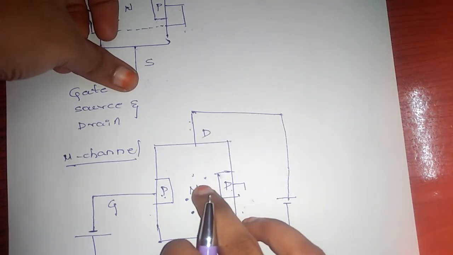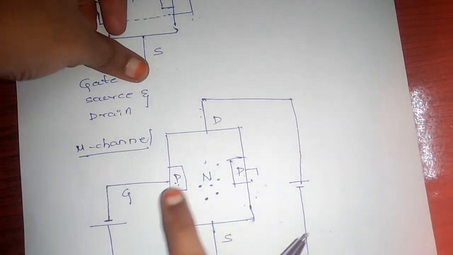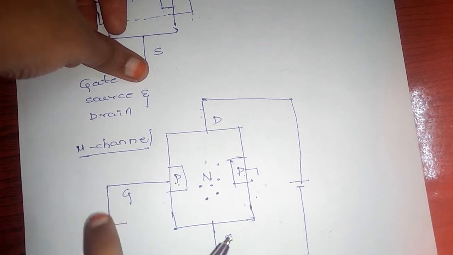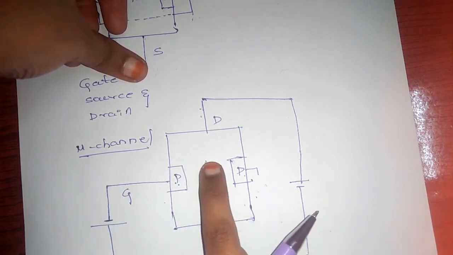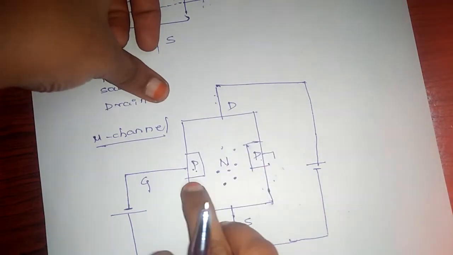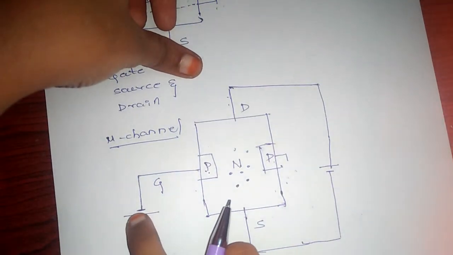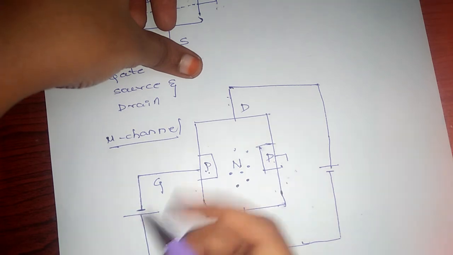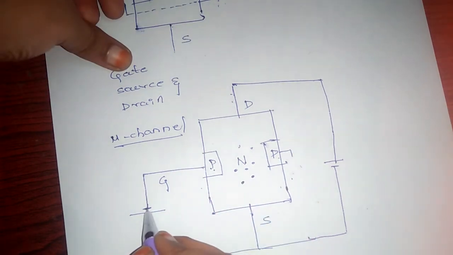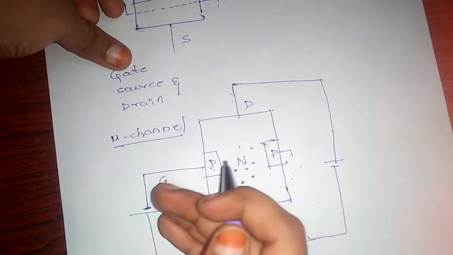Then how will the current be balanced or controlled? By the supply given to the gate. The gate voltage defines how much current flows in the JFET through this reverse biasing. Whenever the reverse biasing is more, the P regions move towards the channel, so the current flow is controlled accordingly.